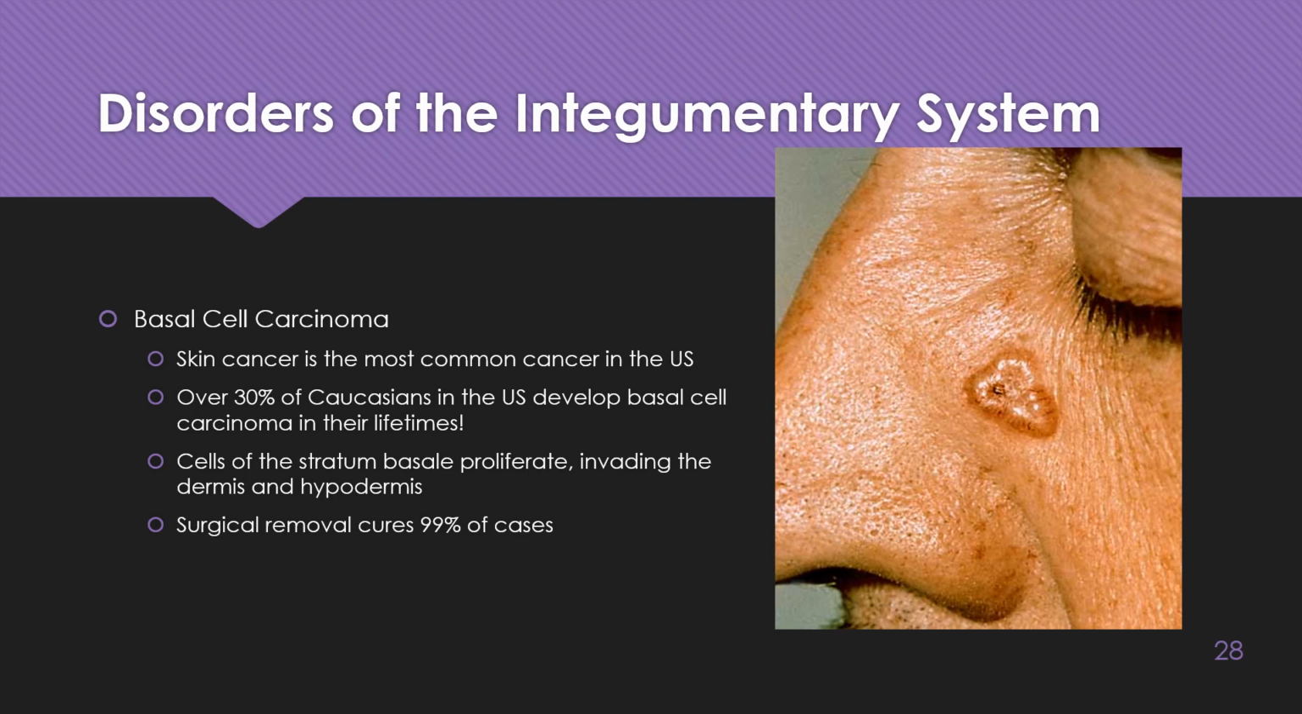The cells of the stratum basale proliferate, so they reproduce pretty quickly, and this is going to invade downward, so it kind of moves into the dermis and the hypodermis. Again, what do we do for treatment of this particular type of cancer? We just surgically remove these spots.